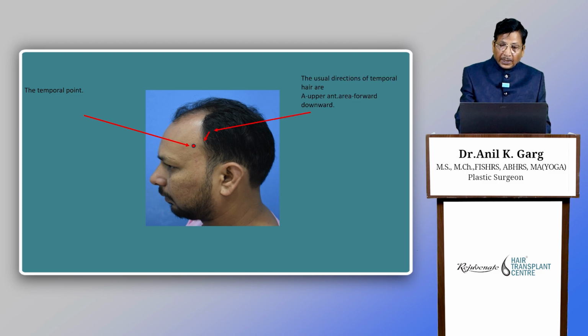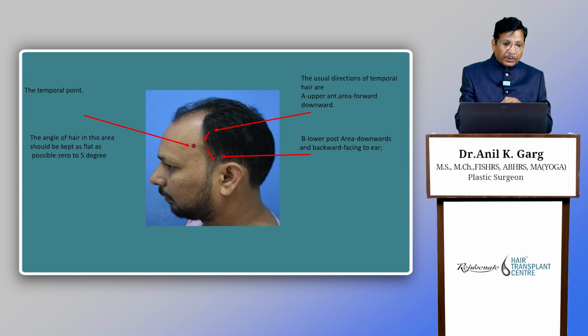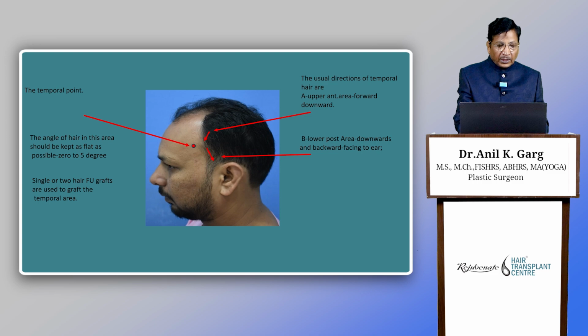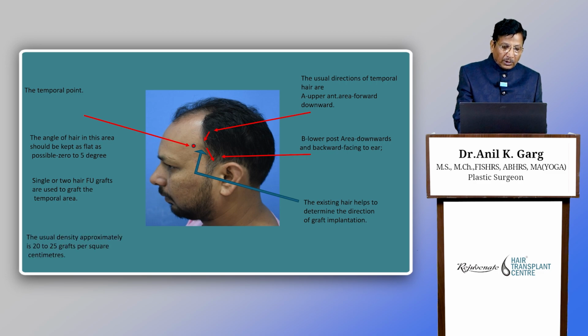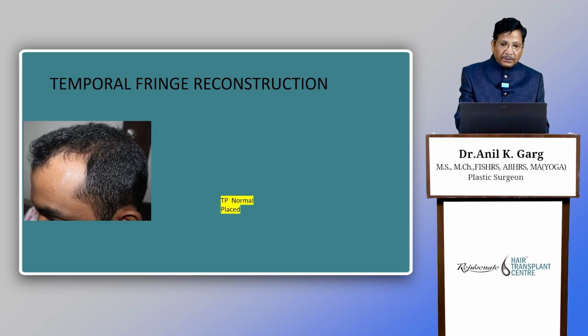Now these are the temporal points. This is the usual direction of temporal hair in the upper area: slightly downward, slightly forward. In the lower area, post-auricular, downward and backward facing to the ear. The angle of hair in this area should be kept as flat as possible, 0 to 5 degrees, and single or two hair follicle grafts are used to graft the temporal area, and the existing hair helps to determine the direction of graft implantation. The usual density is approximately 20 to 25 grafts per square centimeter.